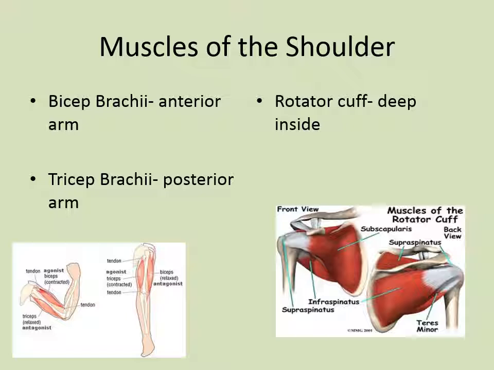The rotator cuff muscle group is deep inside. You cannot easily touch the rotator cuff. Sometimes people get the rotator cuff and the deltoid somewhat confused, but the rotator cuff muscles are deep inside to most of the muscles in the shoulder. We have 4 rotator cuff muscles that spell out SITS. So it's supraspinatus, infraspinatus, teres minor, and subscapularis. We'll go over that more in the shoulder lecture.